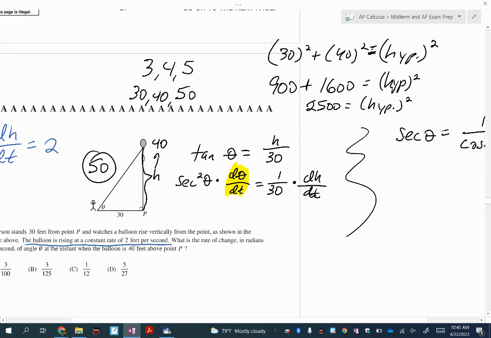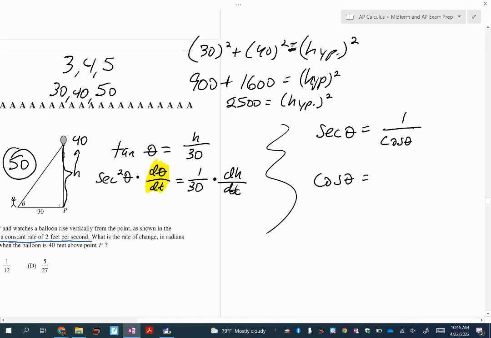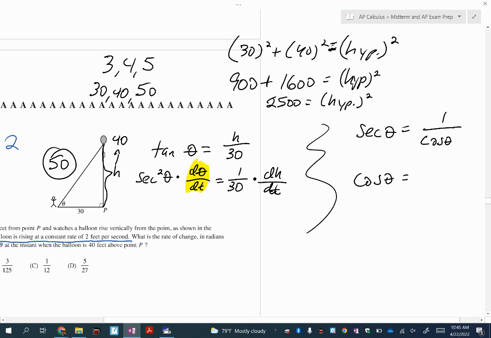All right, so now, if secant is 1 over cosine, can you tell me what cosine is? Do you remember what cosine is from SOHCAHTOA? Close, that's sine. So ka-toa, right? Cosine is going to be adjacent over the hypotenuse. So 30 over 50. But do I want cosine? What do I want? Secant. So what do I have to do to get secant? Reciprocal.